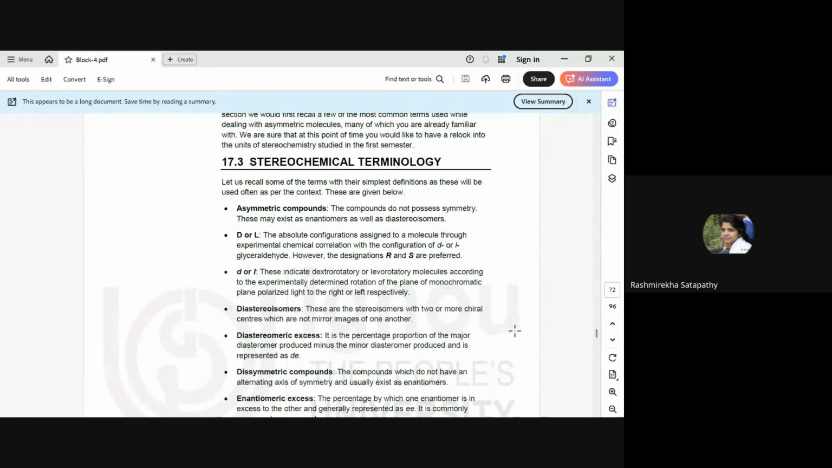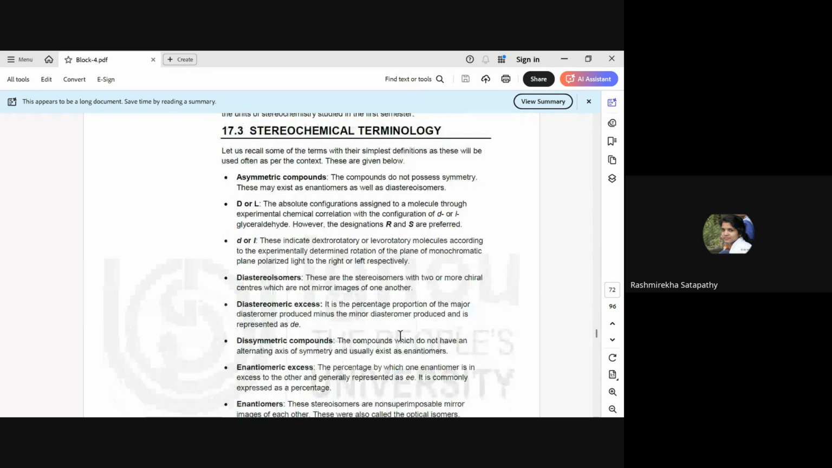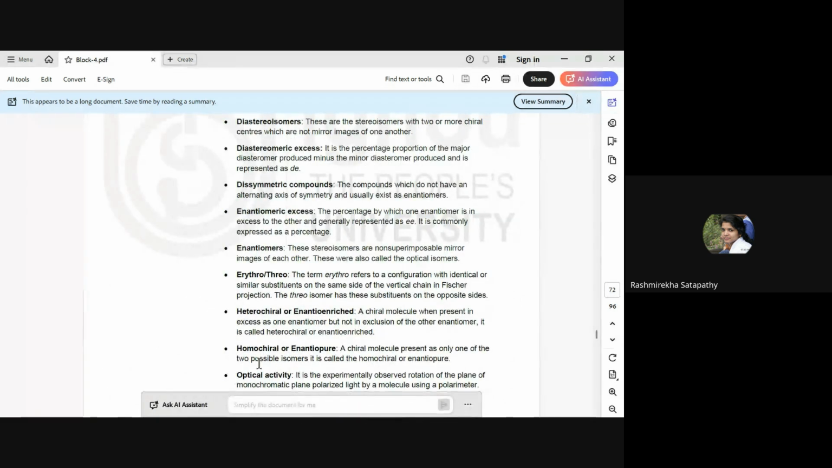What is a diastereomer? These are stereoisomers with two or more chiral centers which are not mirror images of each other. They are diastereomers. Diastereomeric excess is the percentage proportion of the major diastereomer produced minus the minor diastereomer produced, and is represented as DE. Enantiomers, the stereoisomers, are non-superimposable mirror images of each other. They are called optical isomers. Enantiomeric excess is the percentage by which one enantiomer is in excess of the other, generally represented as EE, and commonly expressed as a percentage.